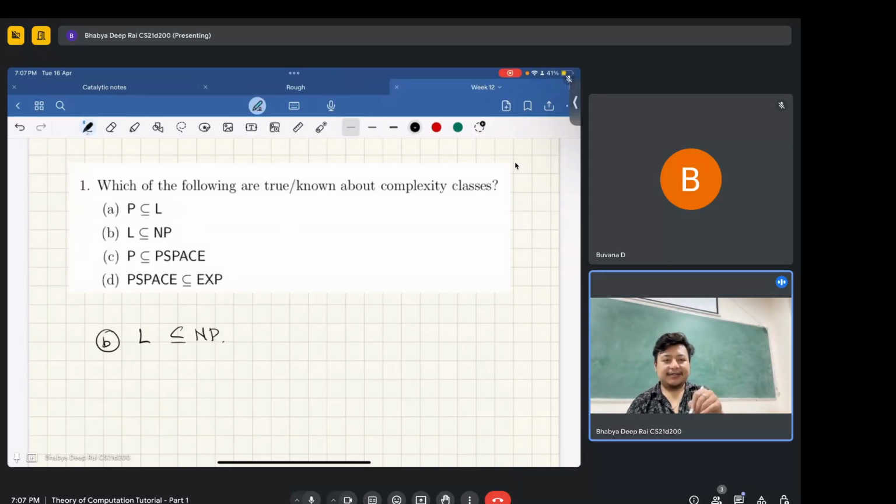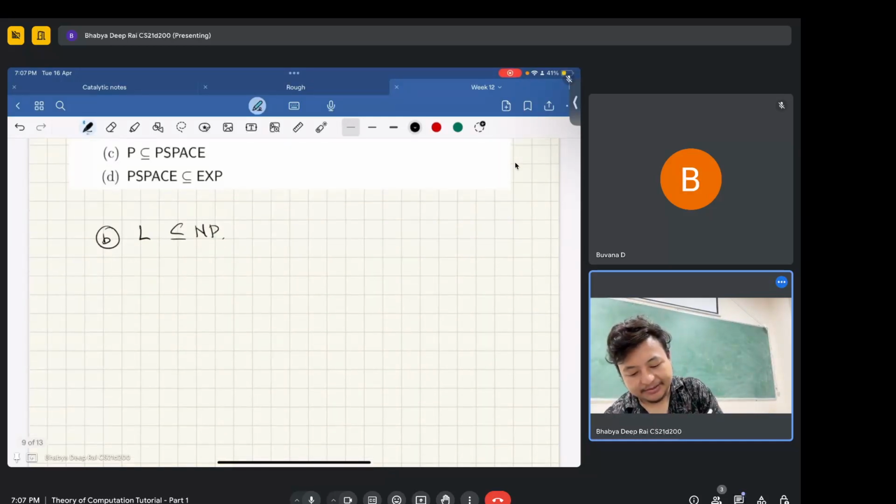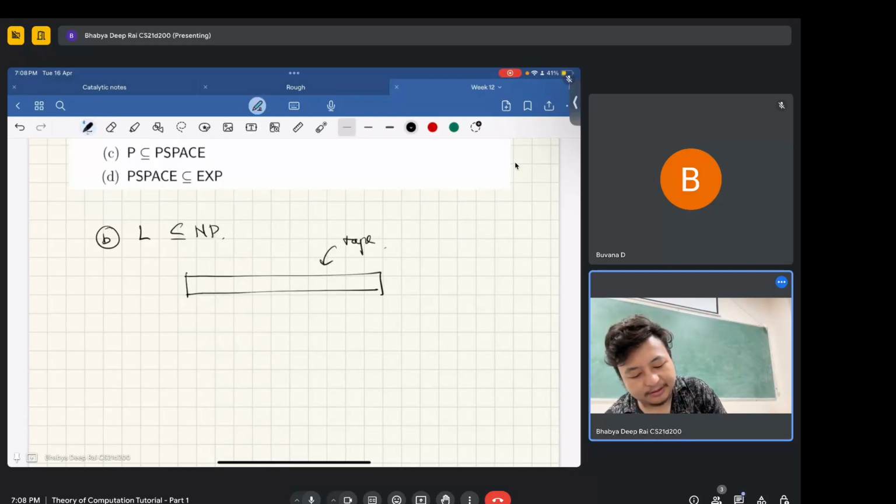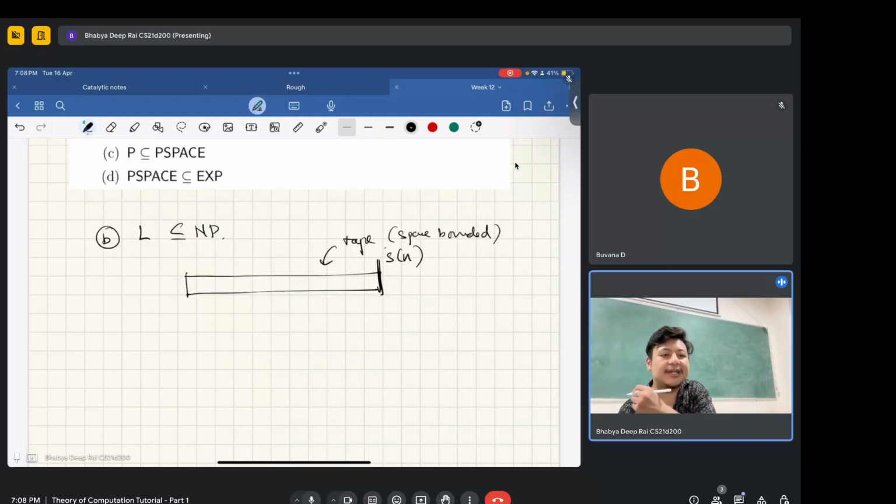Now there is an argument which says the maximum number of configurations of a space-bounded machine is exponential. I'll only do this briefly because this is done in the lectures. So here is a tape of size at most S(n), and the machine is space bounded, which means I cannot use the entire tape. I can use only S(n) many cells.